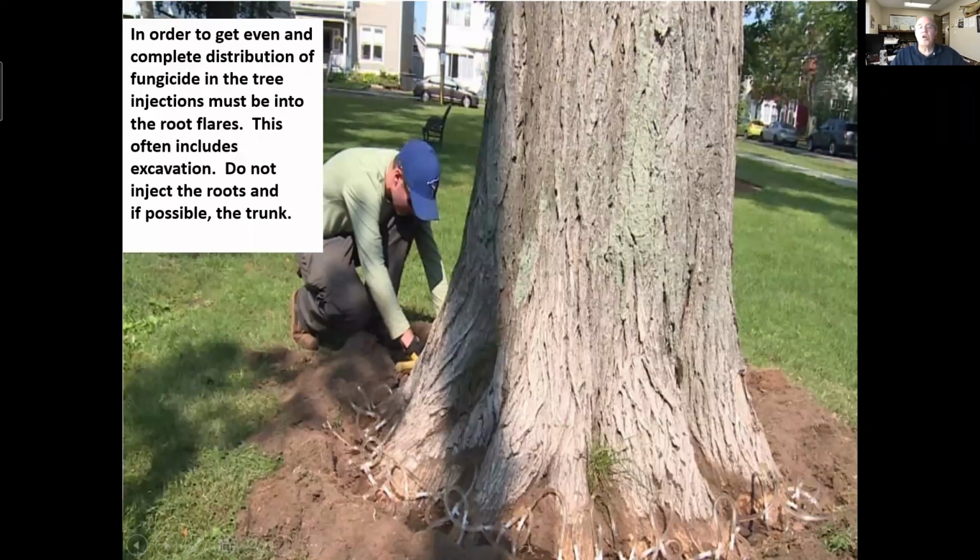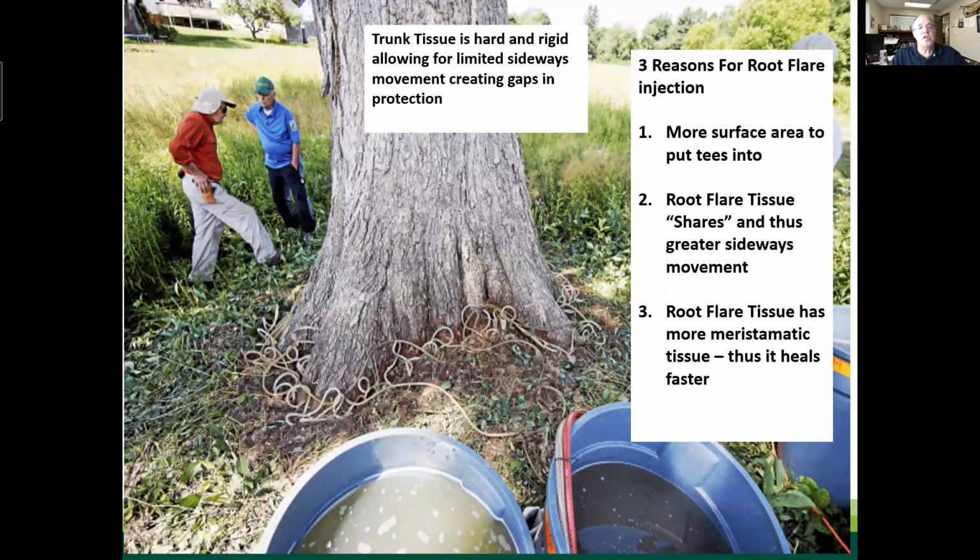Like I said, the trunk tissue is hard and rigid. You don't get good distribution. However, if you go into the root flares, you've got more surface area, so you can get more injection sites in, and you do less damage overall to the tree by the treatments.